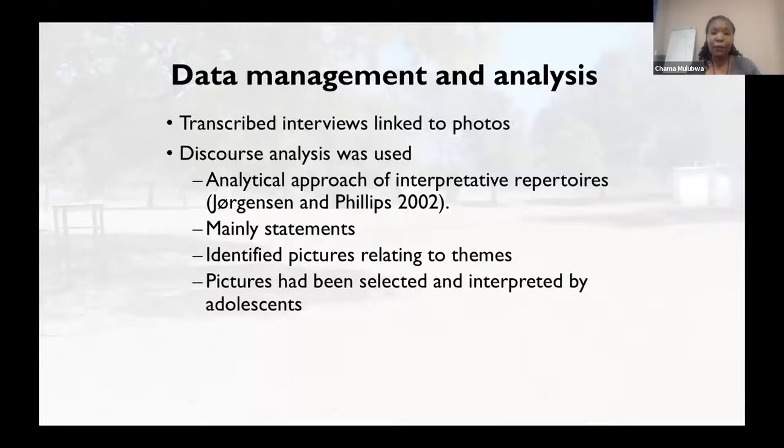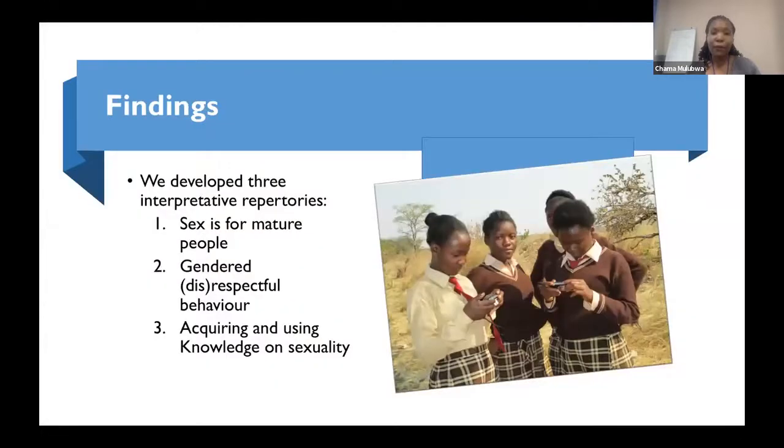But in summary, this was the first repertoire that we termed as "sex is not for mature people." The second one was "gender disrespectful or respectful behavior." And then the third one was "acquiring and using knowledge on comprehensive sexuality." In the first repertoire, young people positioned themselves as immature or too young to engage in sex. And this really had serious consequences on how they adopt sexual reproductive health interventions, as they couldn't seek certain services such as contraceptives and condoms.